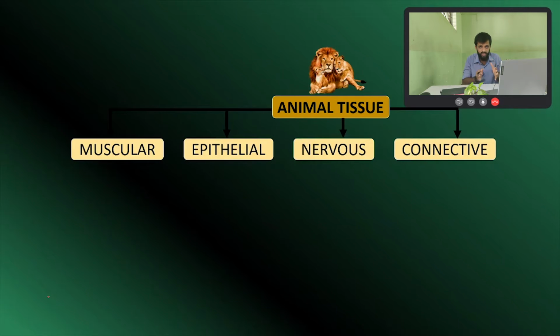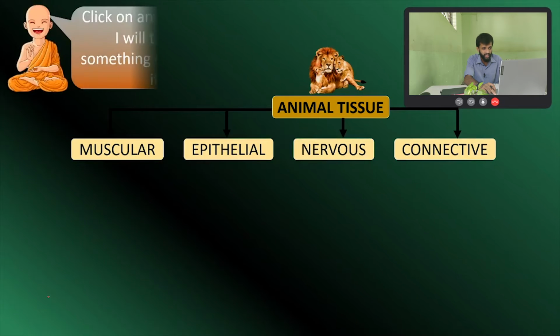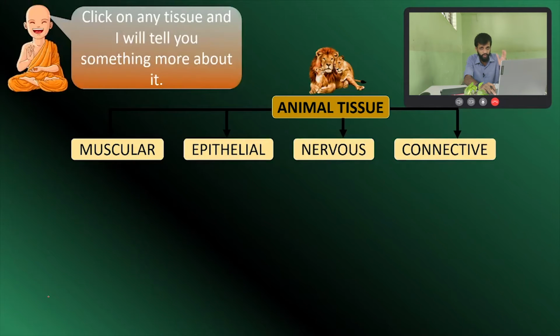In this video, we'll just look at muscular and epithelial tissue, and in the upcoming video, we will talk about nervous and connective tissue. I hope we are good and on the same page till now. So let's learn about muscular tissue. Again, Baba Gyani is going to give us all the information, so let's learn that.